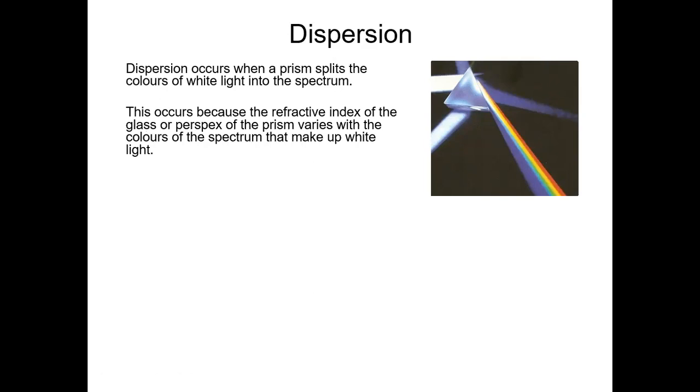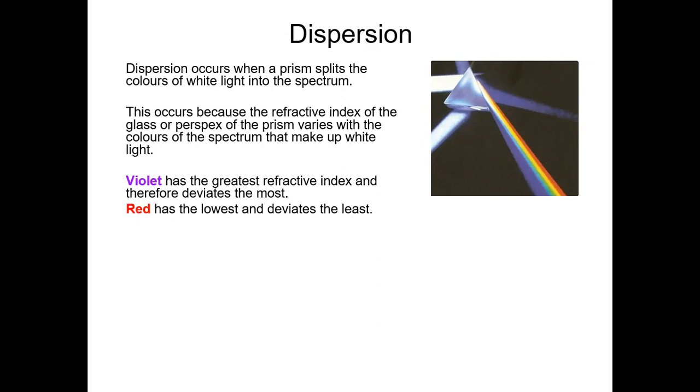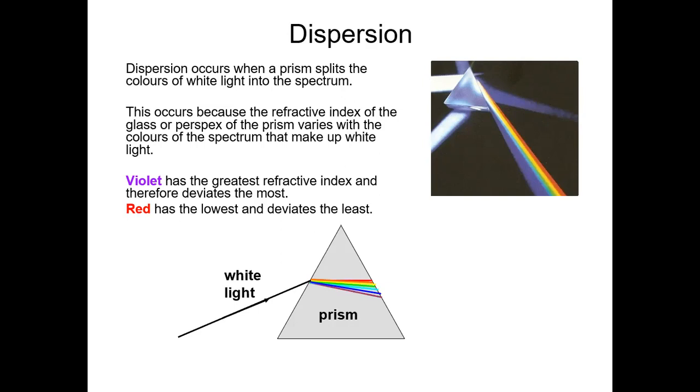So, the main reason for dispersion is that the refractive index of the two mediums between which light is traveling is different. So that causes light to split. Violet has the greatest refractive index and therefore deviates the most, and red has the lowest, so it deviates the least. So let's say this is the prism and white light is coming over here, and then it splits, and then further it splits. So this is the red color: red, orange, yellow, green, blue, indigo, violet.